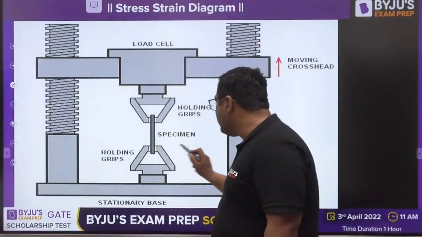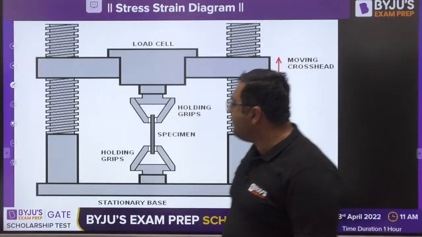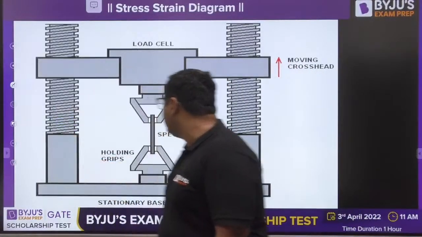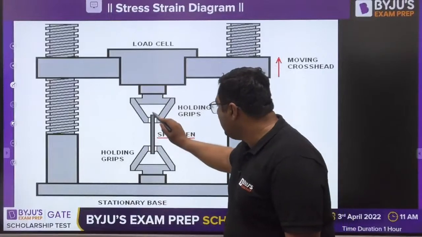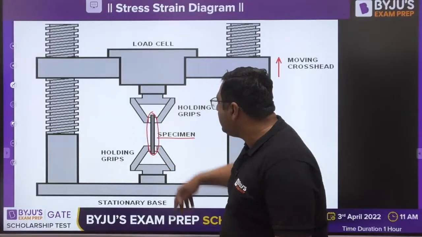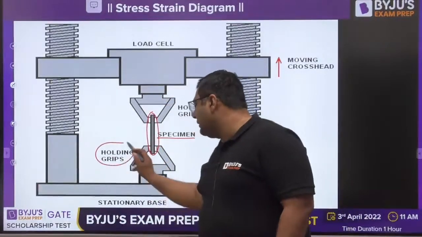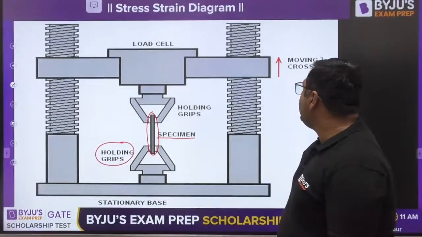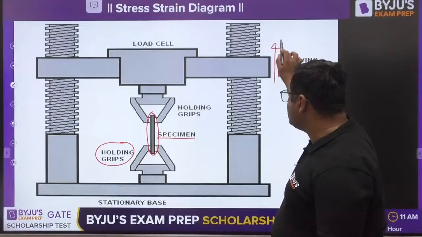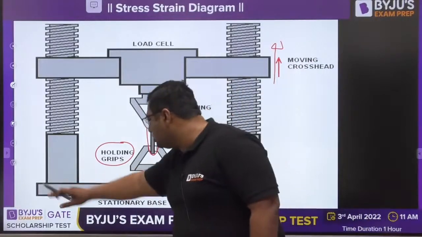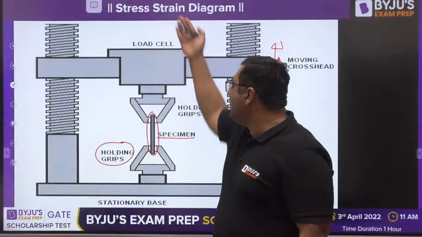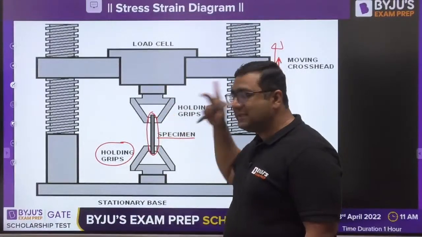This is your specimen, and my dear, in this specimen I would be showing it with a different color. This is the specimen, you can see, and this specimen is kept in the jaws, and you can see here these are the holding grips. And my dear, now you would be moving this crosshead because the base is going to be stationary. So when you move it, this is going to increase in size.